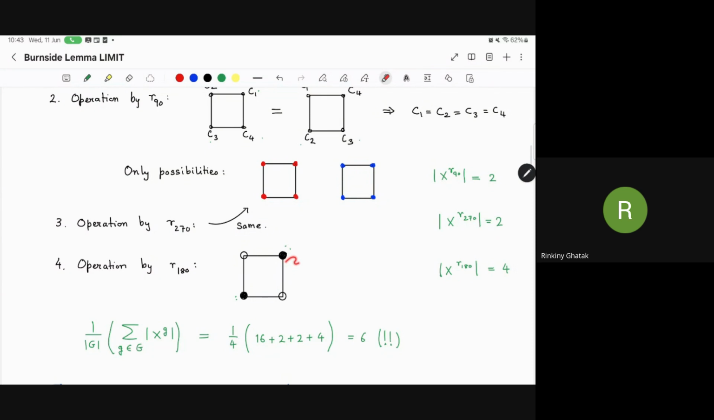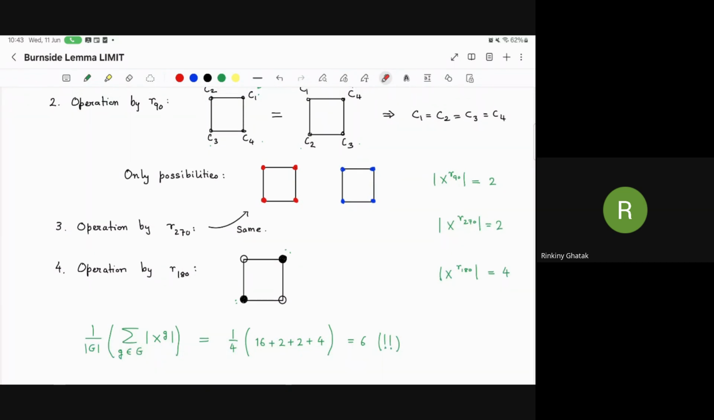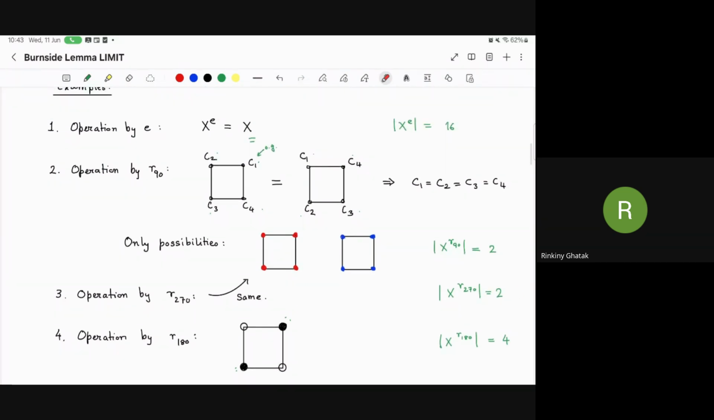So this solid color we can choose in two ways, and this transparent color we can choose again in two ways. It could be red or blue. So that gives four possibilities. So we have 16, 2, 2, and 4.